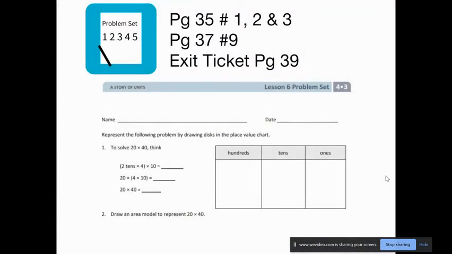Today you're going to do your problem set on page 35, numbers 1, 2, and 3, on page 37, number 9, and then complete your exit ticket on page 39.